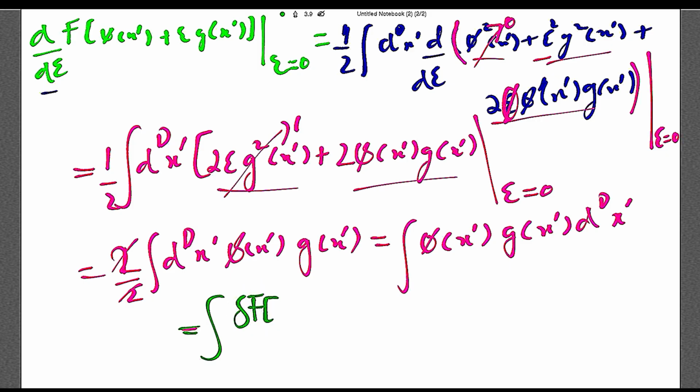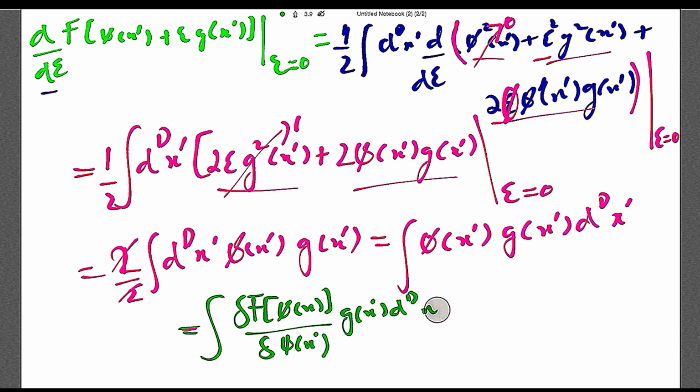the functional derivative of phi of x with respect to phi of x prime. That will be g of x prime d of x prime. Okay, that was the integral form and this was the differential form, and both of them are equal to each other. Now you can equate and you can see that this is g of x prime, this is g of x prime, this is d dx prime, d dx prime, this is the integral here.